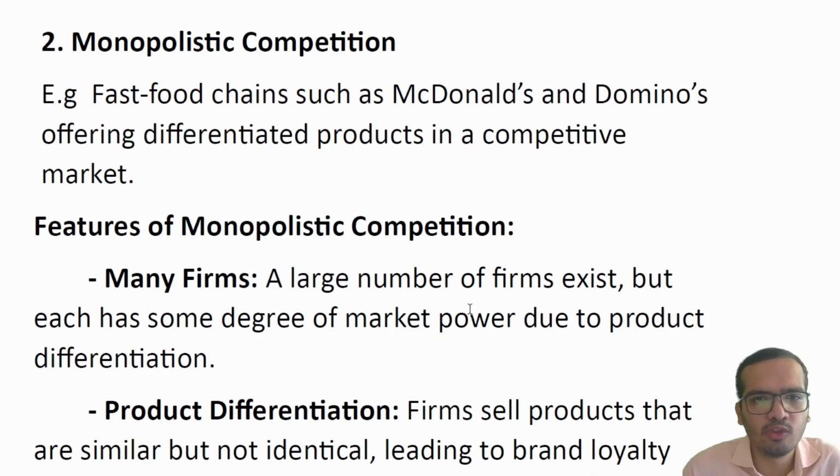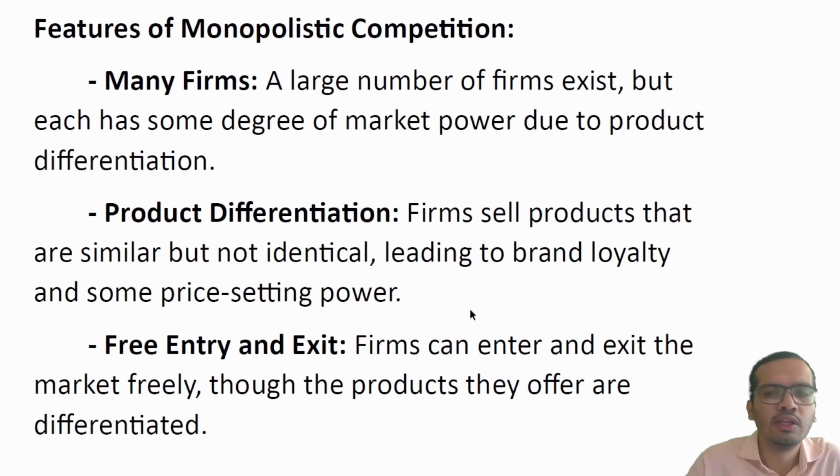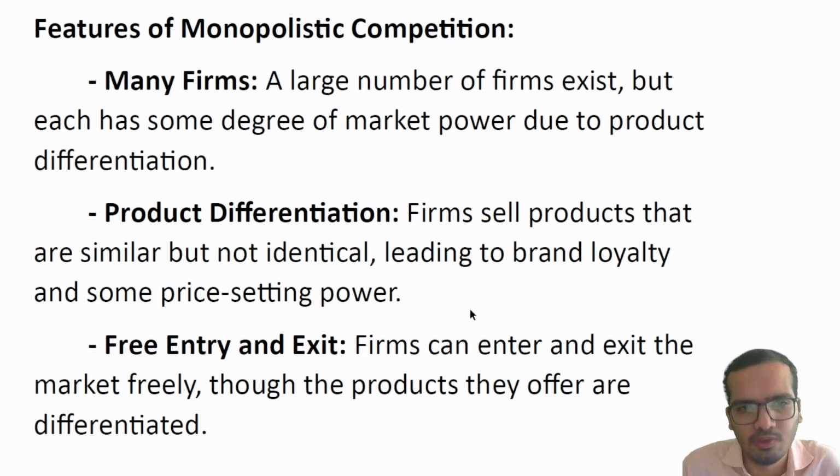So here are the features of monopolistic competition. First, there are many firms. A large number of firms exist, but each has some degree of market power due to its product differentiation. Since the products are a little bit different, both have some market power or market share. Second comes product differentiation. Firms sell products that are similar but not identical, leading to brand loyalty and some price setting power.